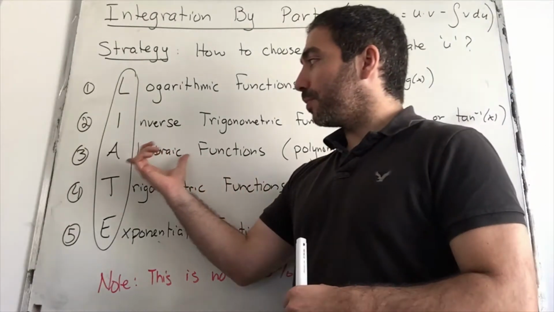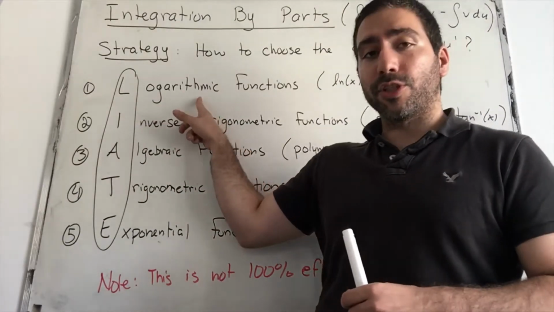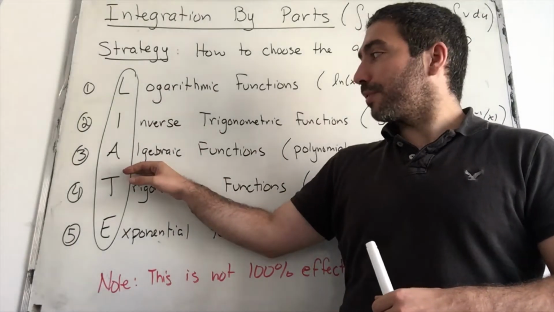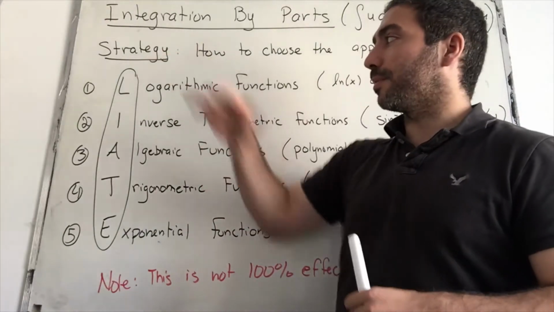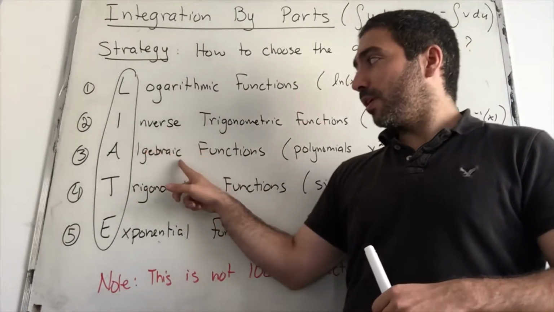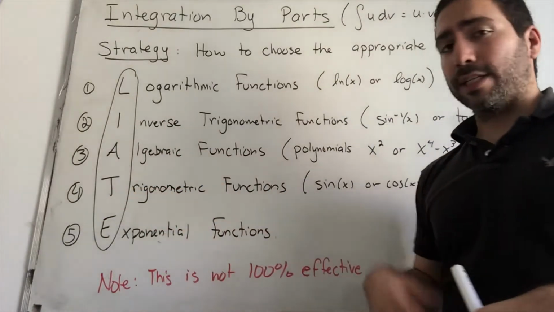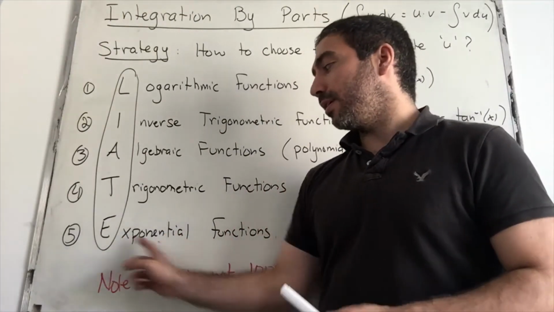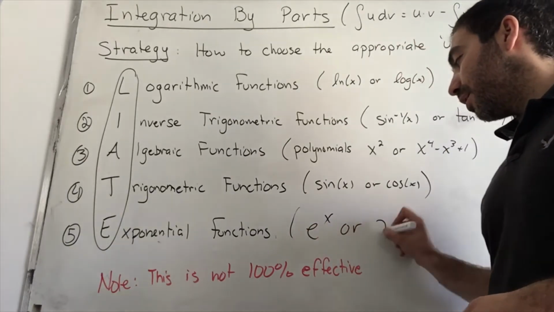Well, if you're multiplying an algebraic function times a logarithmic function, again, logarithmic is above the algebraic function, so we're going to let U equal the logarithmic function, okay, because it's above. Okay, inverse versus algebraic functions, well, the inverse trig functions win over algebraic functions, and so on and so forth. T stands for trigonometric functions, that's sine, cos, or tan, among the other ones, and exponential function E is the one we want to avoid. This is e to the x or any number to the x.